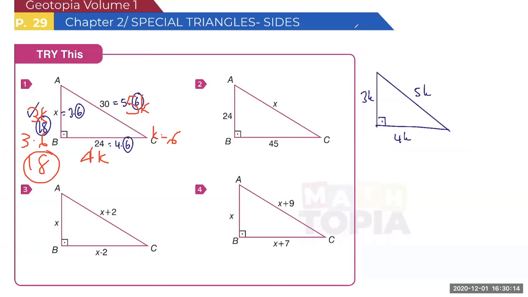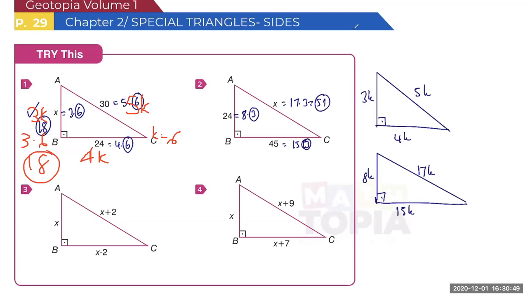What about number 2? What other well-known triangles do we know? It reminds me of the 8, 15, 17 triangle: 8K, 15K, and 17K. Then K in this case would be 3, because 15 times 3 is 45. So X is 17 times 3, which is 51. So we don't have to deal with 24 squared, 45 squared, and X squared. Yeah, we don't have to deal with the Pythagorean theorem.